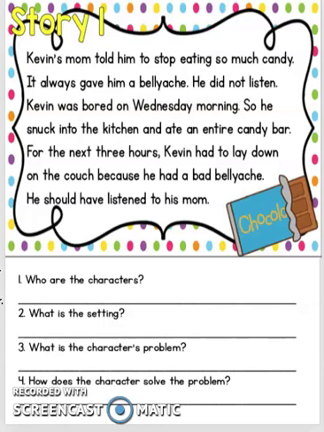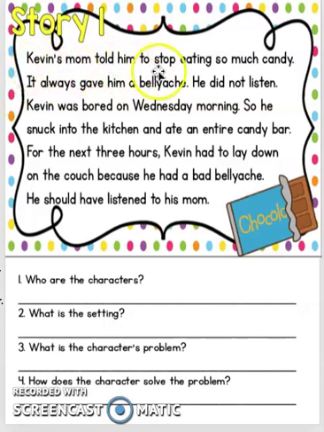Okay, boys and girls, today we're going to learn how to answer questions about story elements like the characters and the setting and what the character's problem is and how he solves it by using the story to help us find our answers. So I'm going to go ahead and read the story to you. Follow along with me as I read.